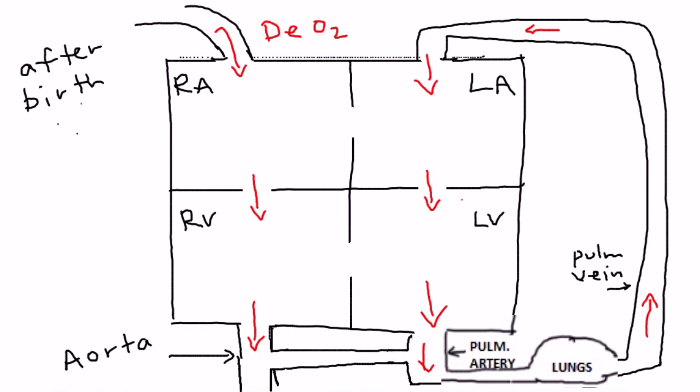So we need to have some sort of relief here. And there's three possible places. The first one is up here. And if you remember from the first diagram, this is the foramen ovale.